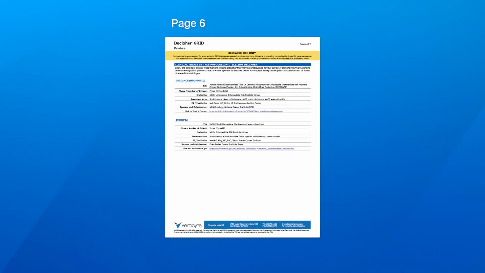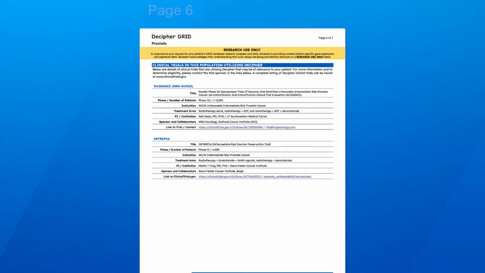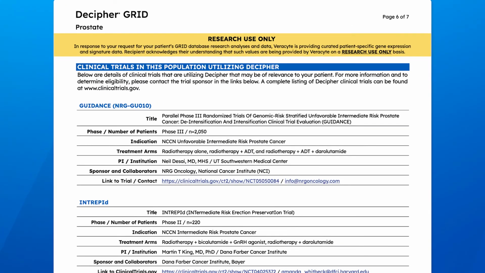On page 6, the GRID report highlights clinical trials that include Decipher and that may be relevant to this patient. The listing of these trials is placed here because they may be an option for the patient. And the goal of this page is simply to share details of those studies and provide links to those respective trials on the clinicaltrials.gov pages.